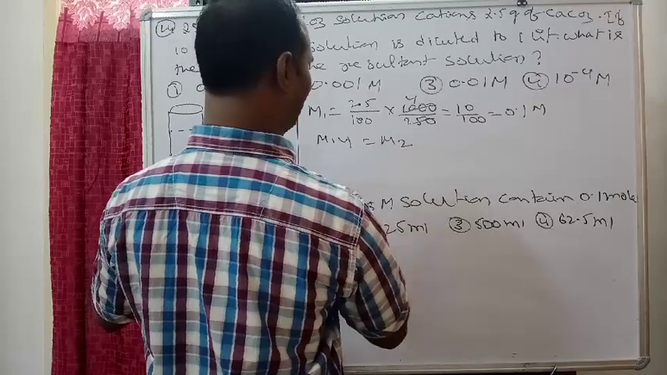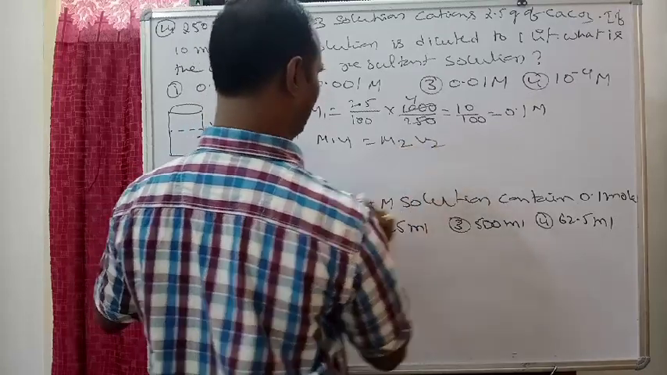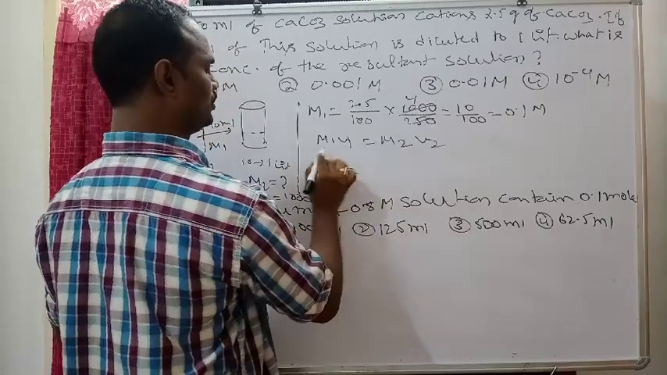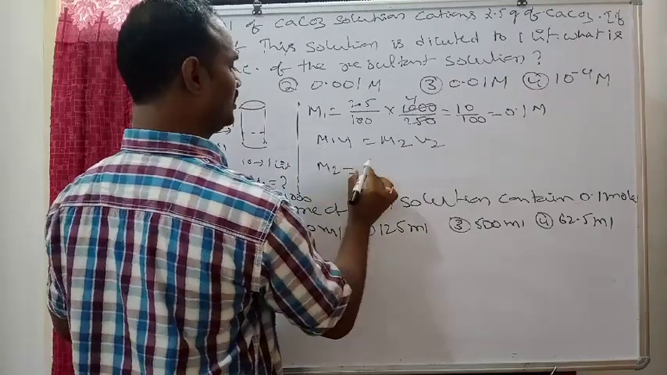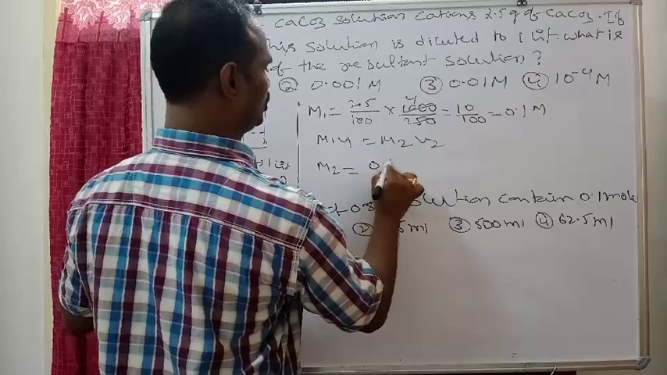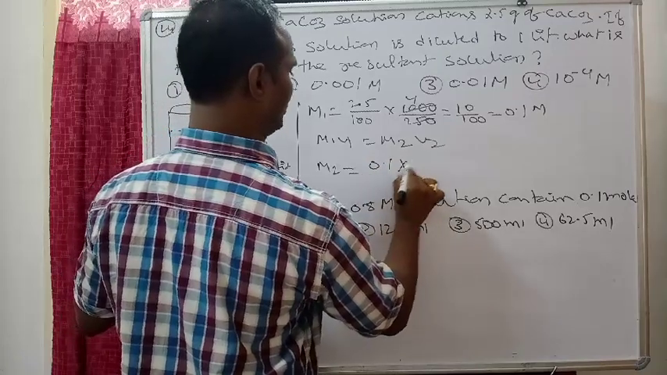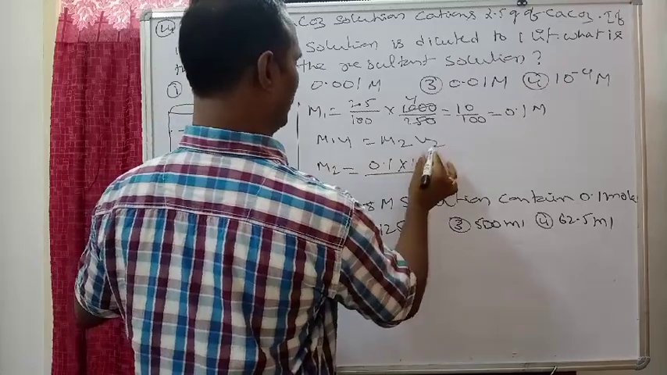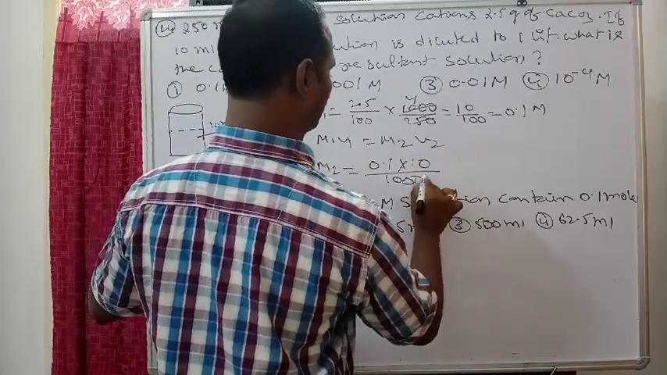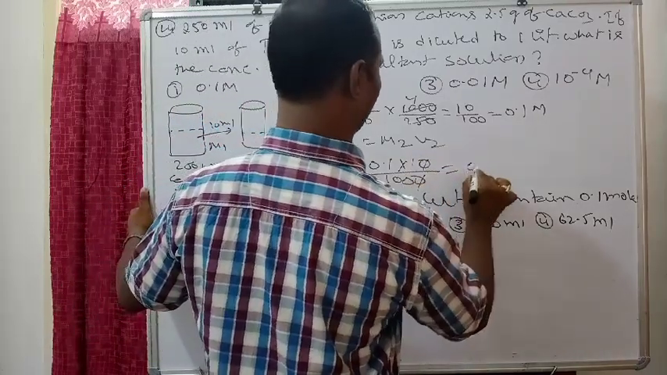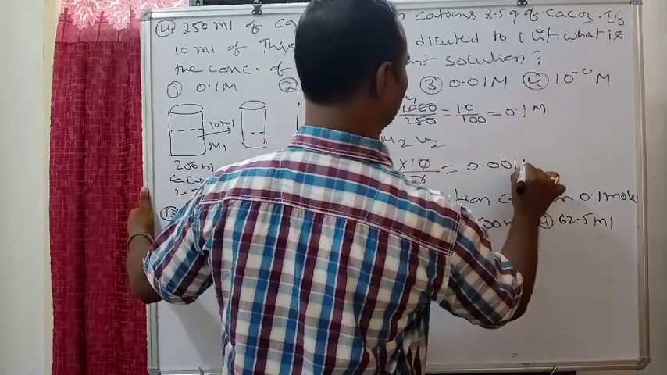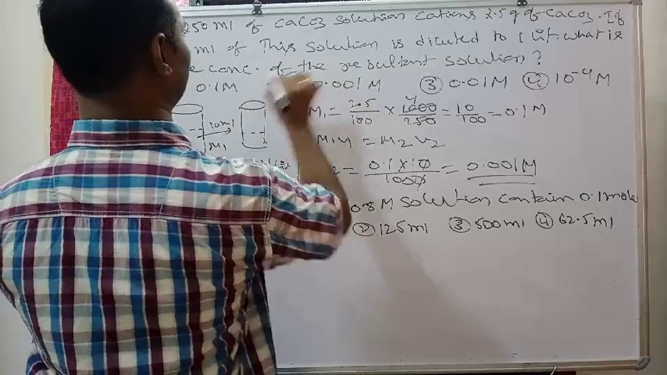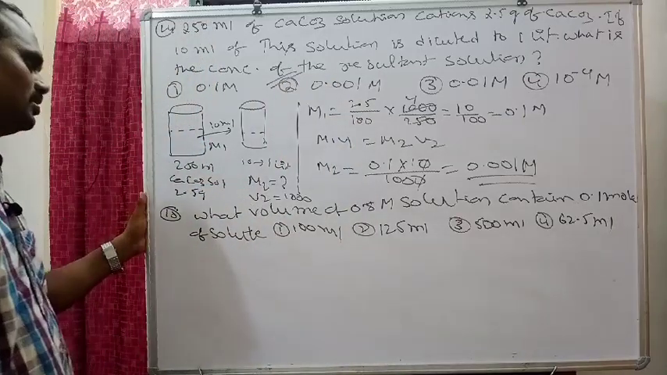In the dilution case, M1 V1 is equal to M2 V2. Therefore M2 is equal to M1, 0.1 M, into 10 by the volume of solution 1000. Zeros cancel, and we get 0.001 M. This is the concentration. Here the answer is this one.